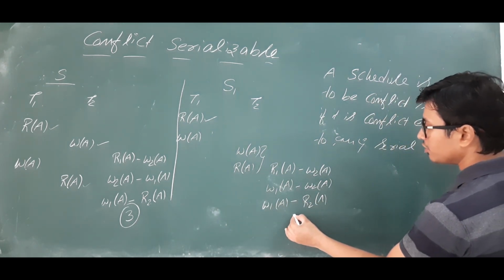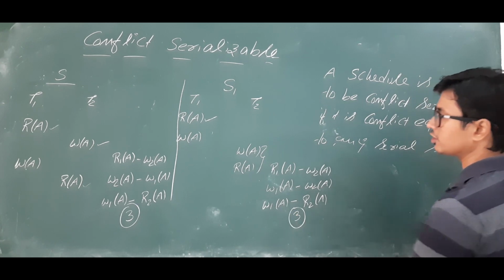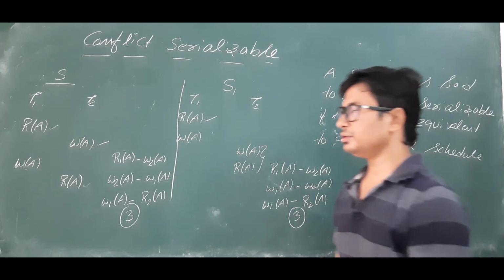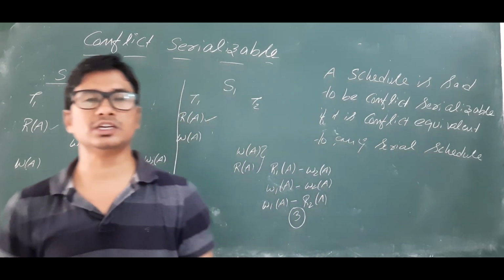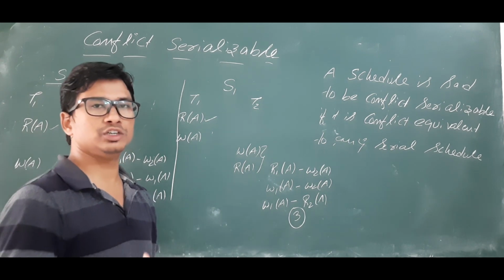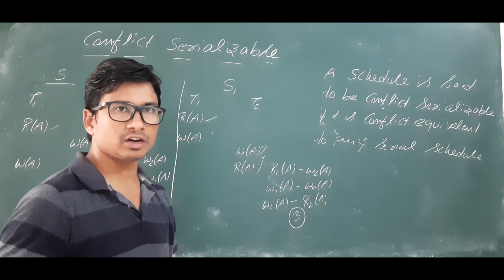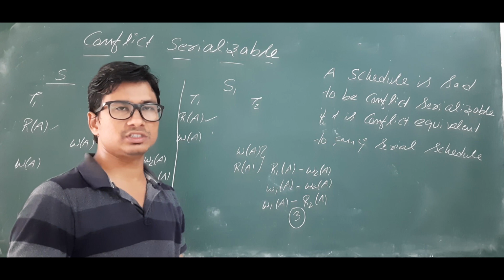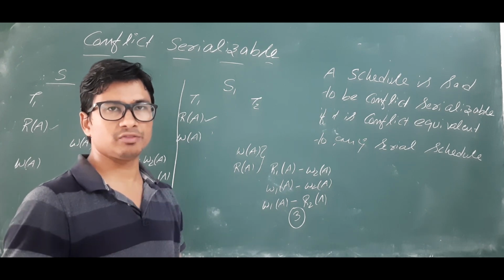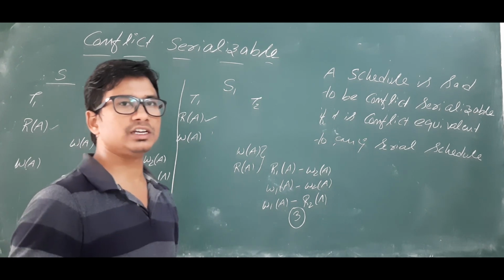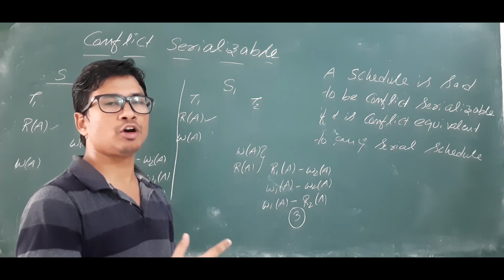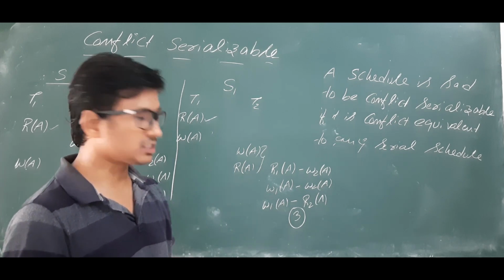So how many conflict operations did we find? Three conflict operations. Now in the earlier video we discussed how to check whether two schedules are conflict equivalent or not. What are the two conditions they should satisfy if they are to be conflict equivalent schedules? The first condition is that the number of conflict operations in both schedules should be the same.